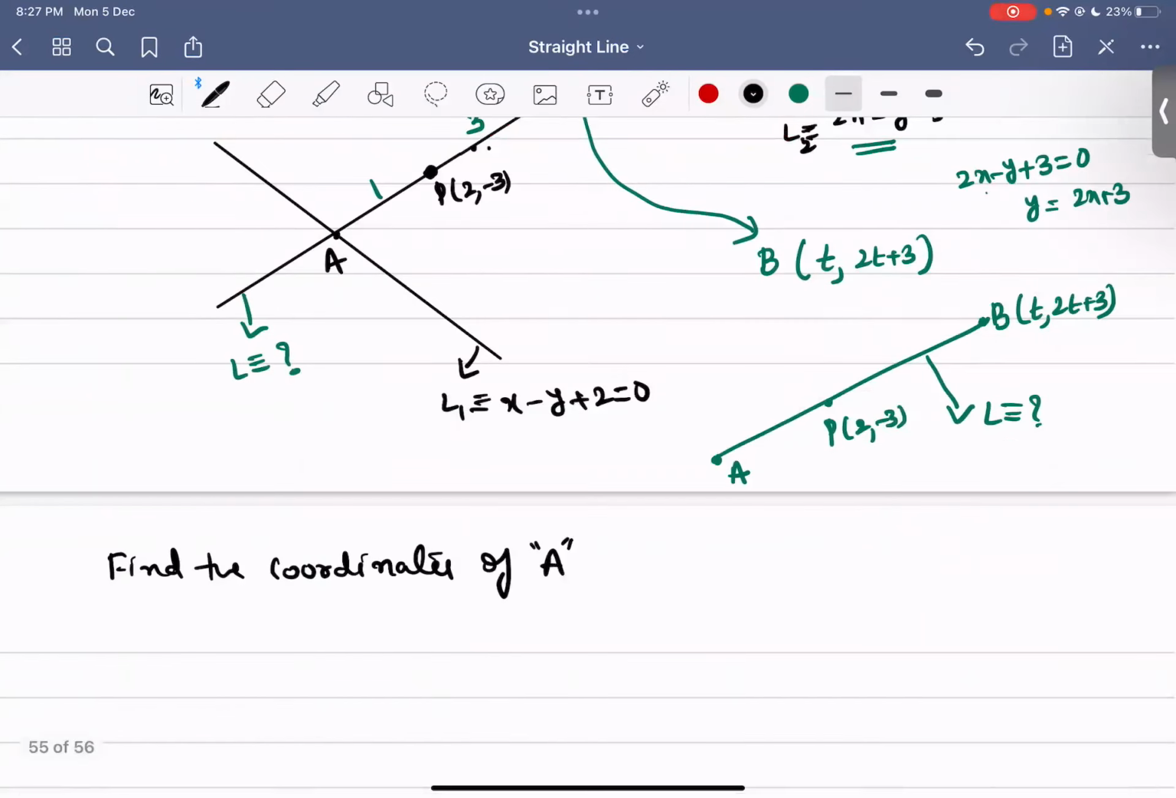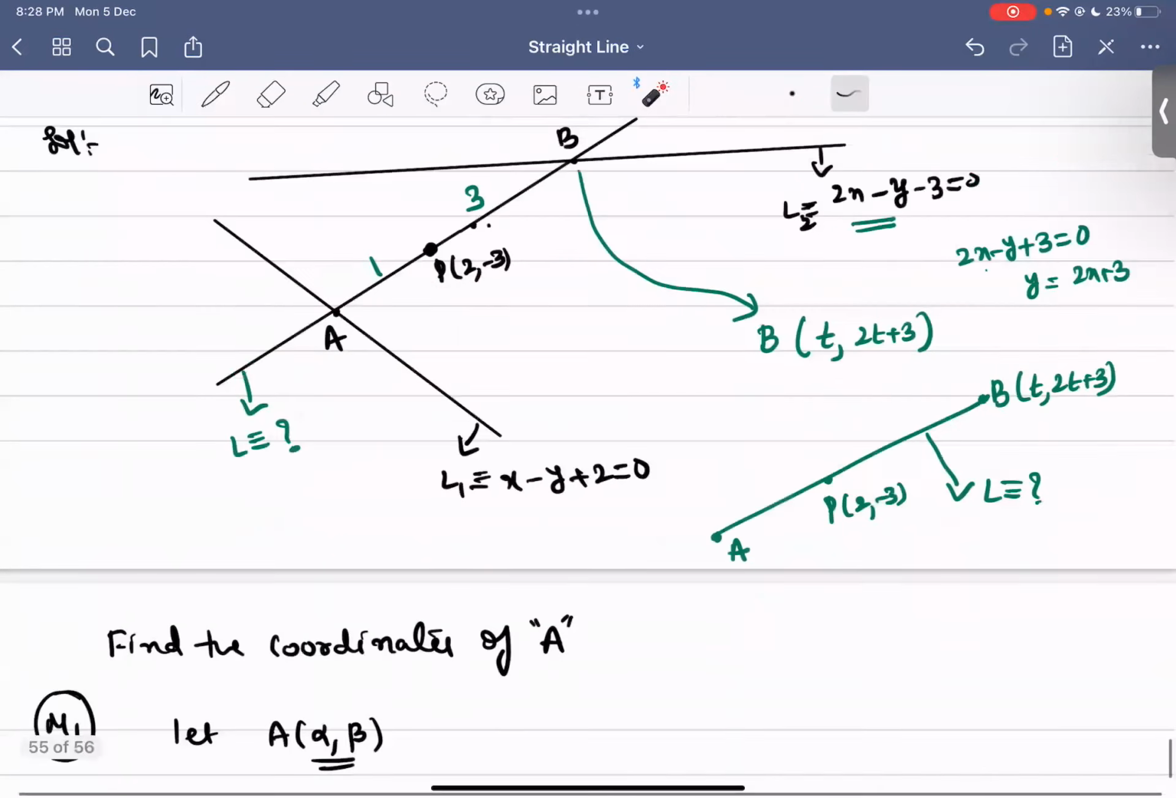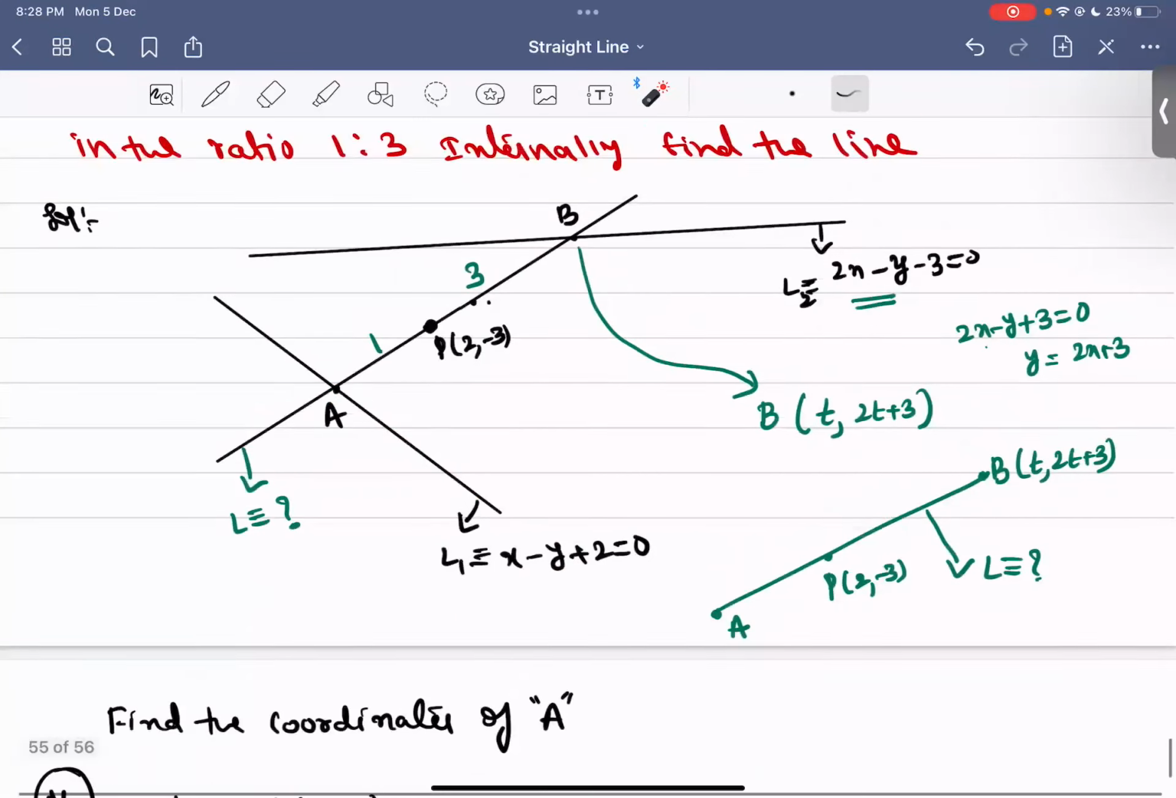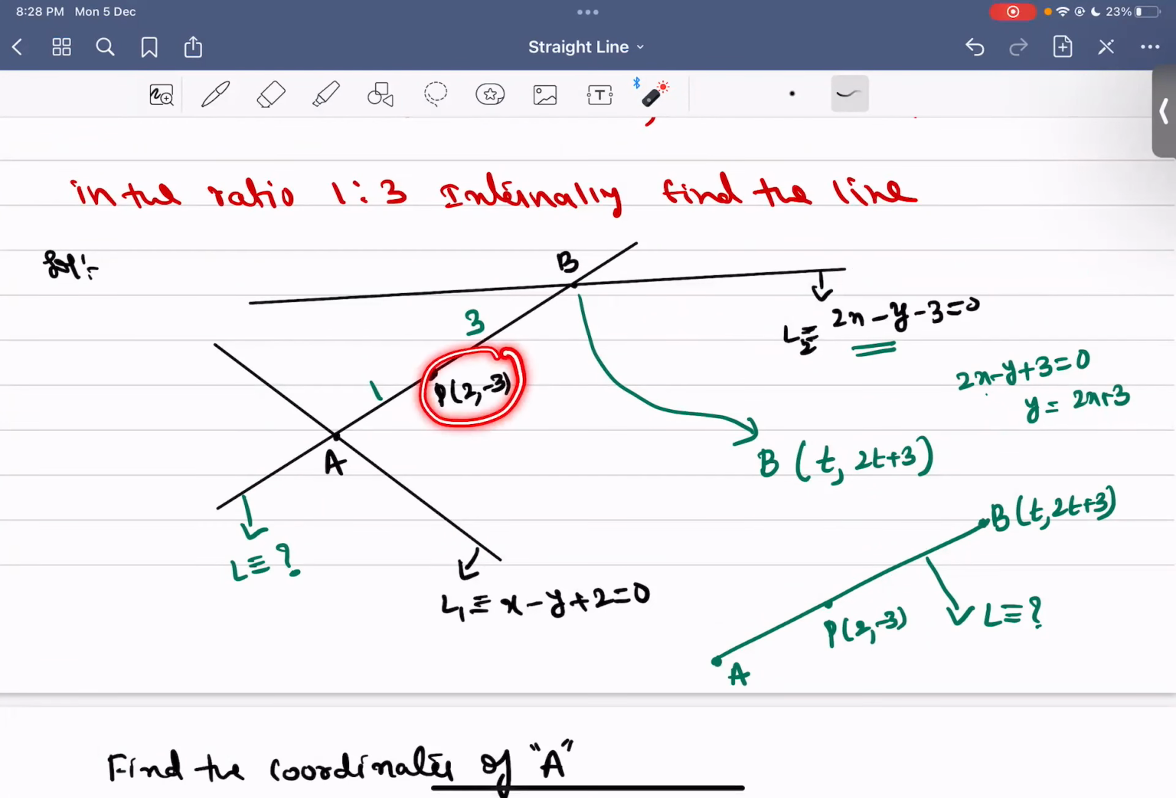To find the coordinates of A, we have two methods. Method one is, let A be some (alpha, beta). So A coordinates are (alpha, beta). Now from the internal division formula, write A (alpha, beta) in terms of t. A lies on L1, then if you substitute, you get the corresponding t. Internal division formula for what? This point P(2, -3) divides A (alpha, beta) and B, that is (t, 2t + 3), internally in the ratio 1:3, or not?